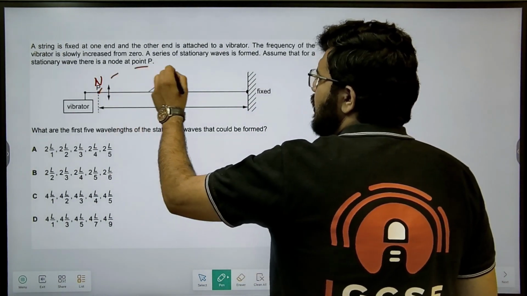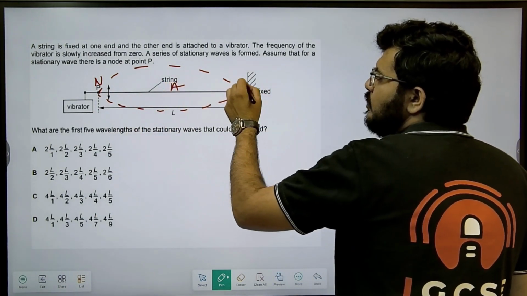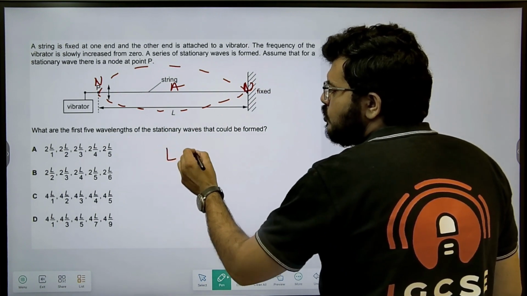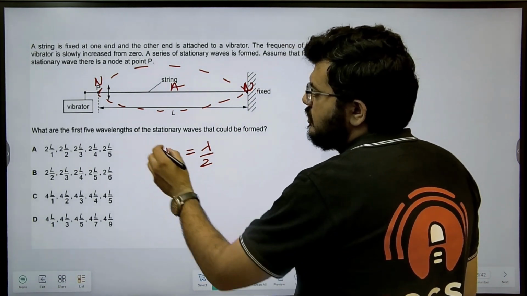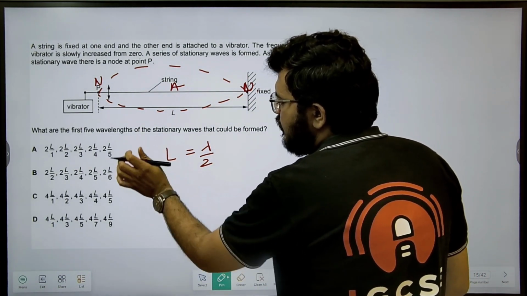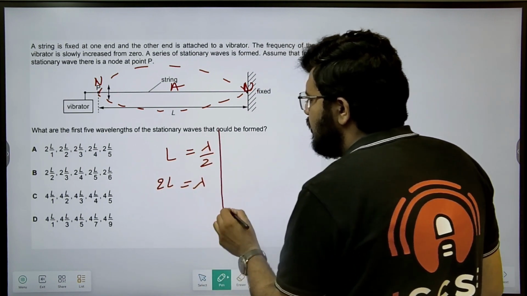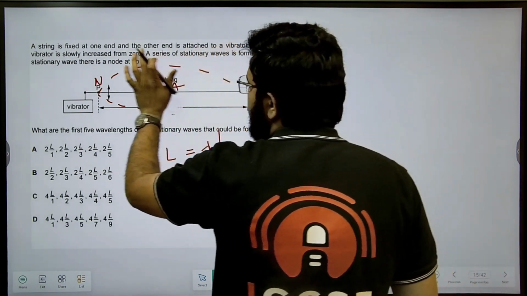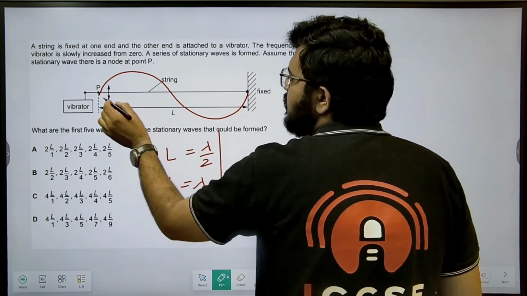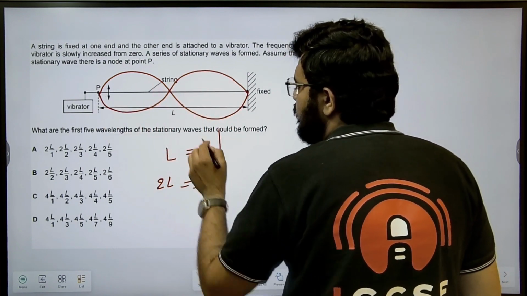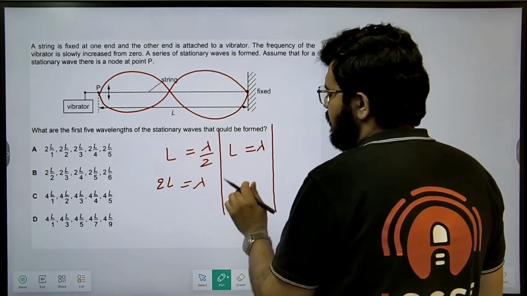So the first standing wave that could be formed should look like this, right? So node, antinode and node. So the length should be equal to half of the wavelength, right? They're asking for wavelength, so lambda is equal to 2L. Then when the second standing wave forms, it looks something like this, right? So this is one full wave. So in the second situation, L is equal to lambda, or lambda is equal to L.